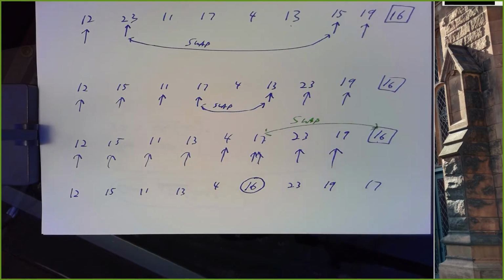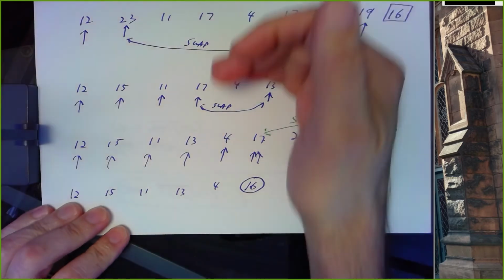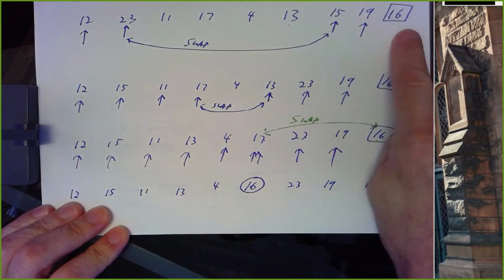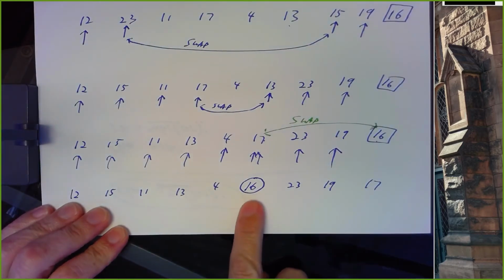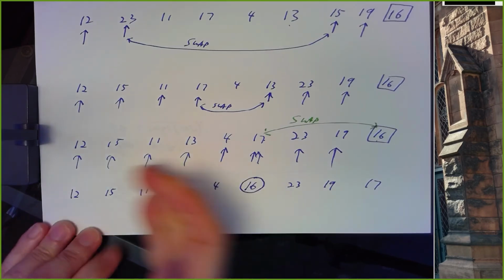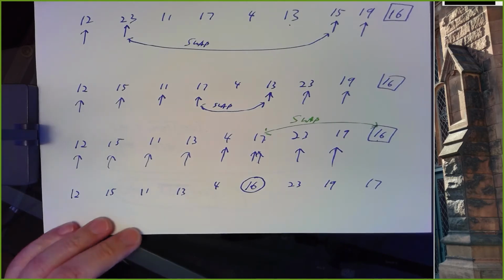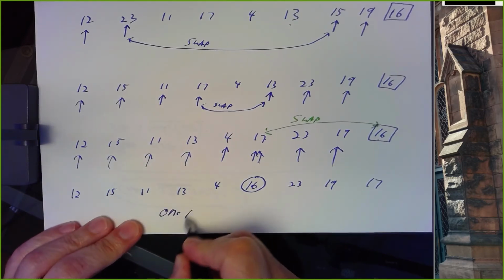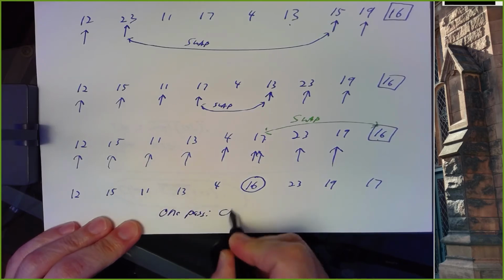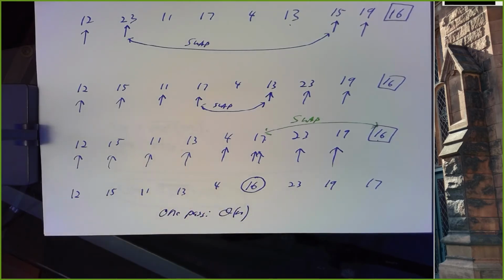Okay? That's the essence of quicksort. We make a pass through the data, and at the end of that pass, this pivot should end up in the right spot in the array, and everything to the left should be smaller, everything to the right should be bigger. And the cool thing is, this one pass is order n.